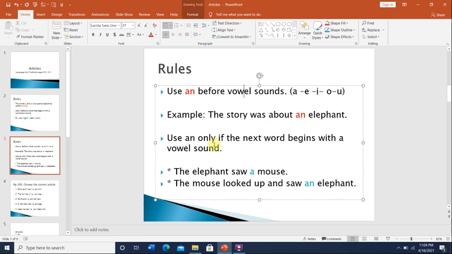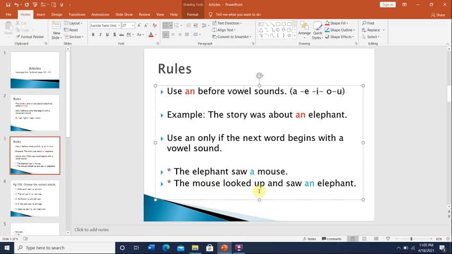Okay, use an only if the next word begins with a vowel sound. So we use the article an only if the noun begins with a vowel. If it does not, we use a. The elephant saw a mouse. Why did I use a and not an? Because mouse begins with an M, which is a consonant sound.